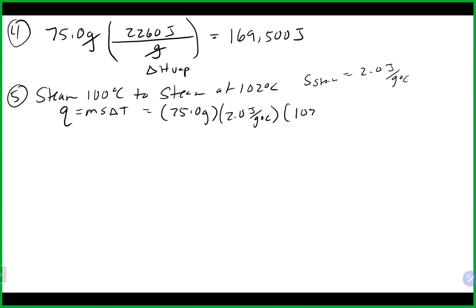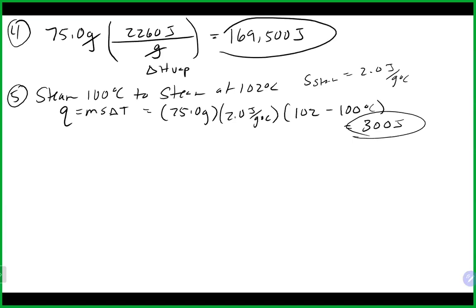Again, our final temperature of 102 minus 100. So 102 minus 100 times 2 times 75. There you go. About 300 joules of energy is required to do that.